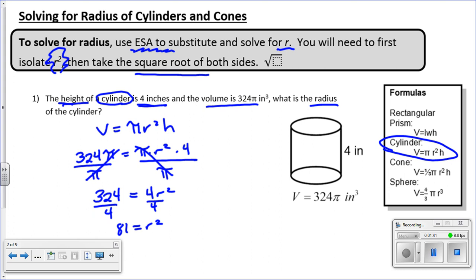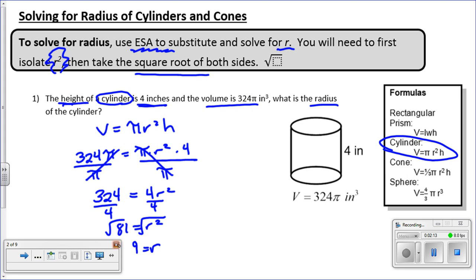Okay, so maybe you can think in your head, what squared is 81? I know what squared is 81, and that would be 9. But if you don't know, what you're going to do is the opposite of squaring a number. And the opposite of squaring a number is the square root. And whatever you do to one side, you must do to the other. So the square root of r squared, this square will actually undo the square root, which makes it r. The square root of 81 is 9.